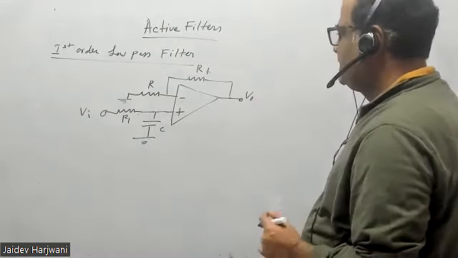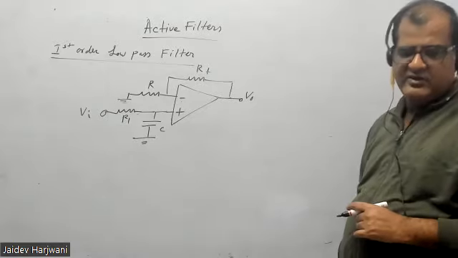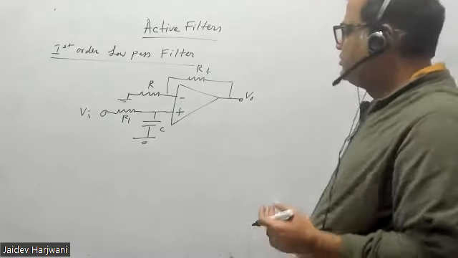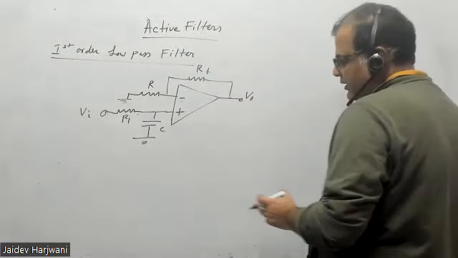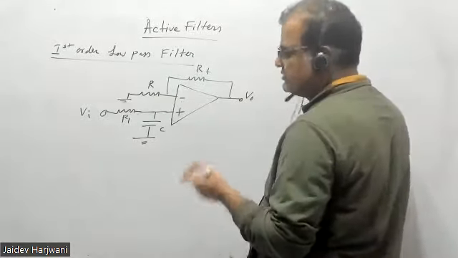Now I want to see whether this circuit is a high pass filter, low pass filter, or what it is doing. We'll be able to see that without solving. Also we can do it another way, which I'll tell you later. Just by seeing that, you can say whether it's high pass or low pass.